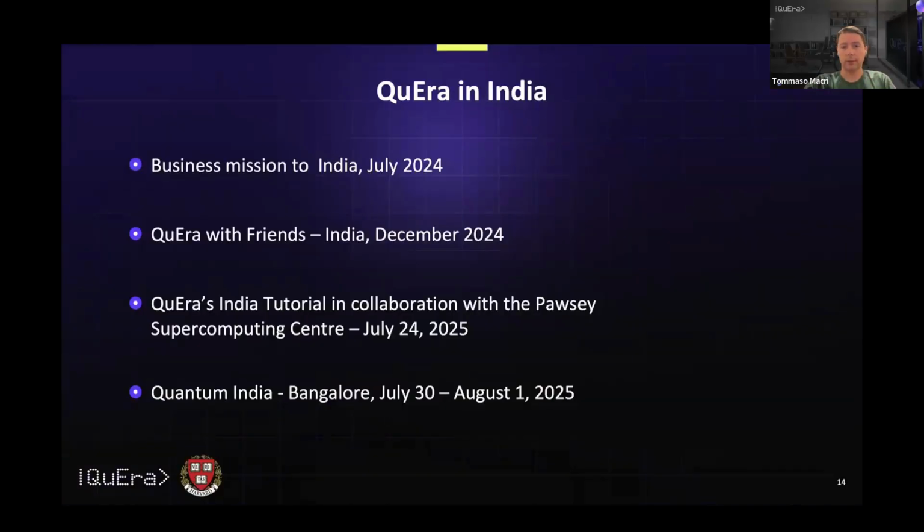The goal of the activity that we are presenting today, this webinar for the Indian community, is actually the result of a number of activities that we've been developing together with many collaborators in India. That started back in July 2024 with a week-long business mission to India, visiting a number of academic and industry partners, followed by a webinar dedicated to our Indian colleagues that dates back to December 2024, as part of a series of webinars that we call QuEra with Friends. Then, as part of the upcoming activities, my colleague Ashutosh Kumar will be attending Quantum India that will take place in Bangalore at the end of this month.